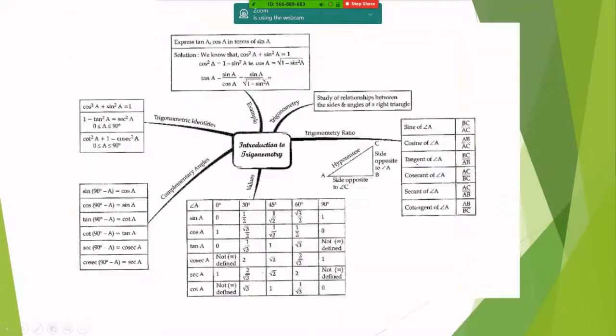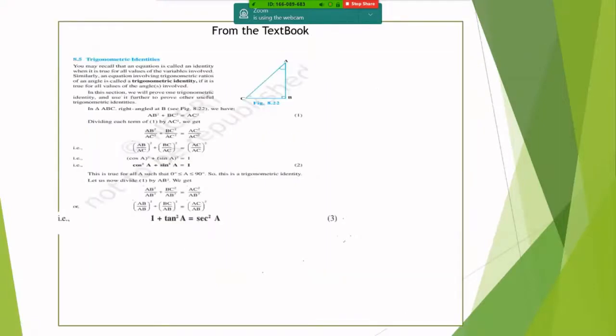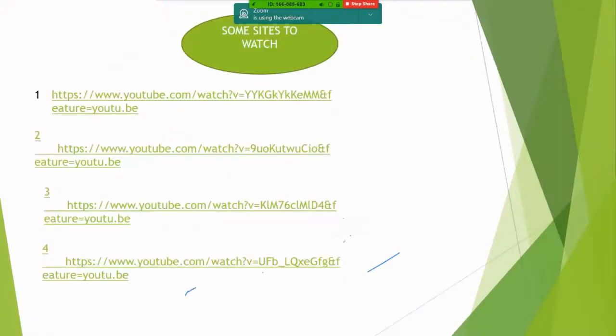But you actually don't need to prove these things. You don't have to prove them. Just go through it. That's enough for us. We will be using these identities further. Now I would like to share some screen, some PPTs with you.